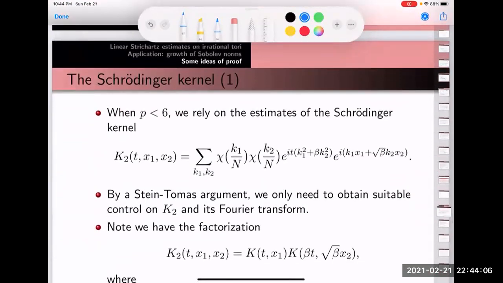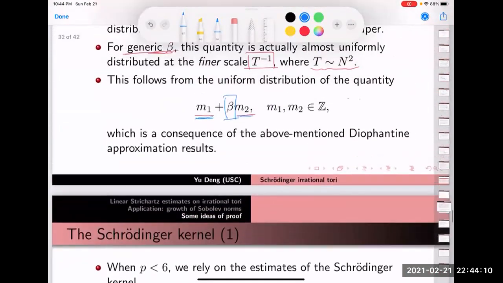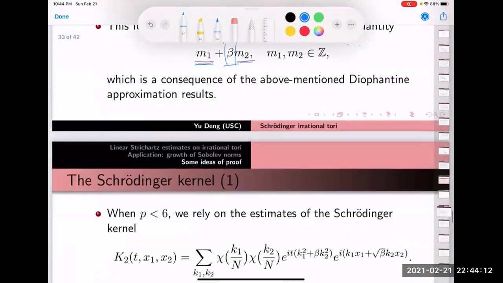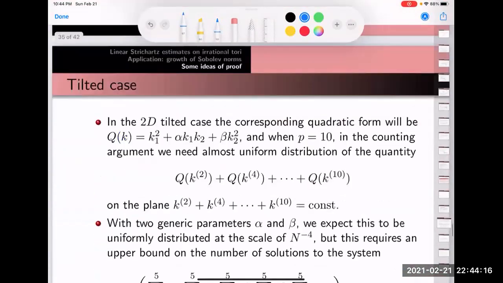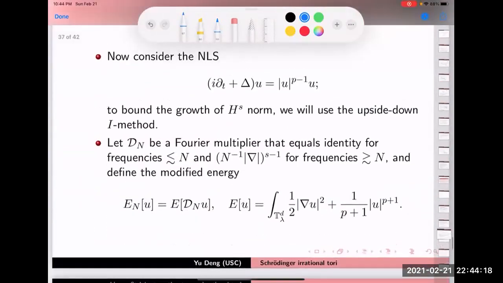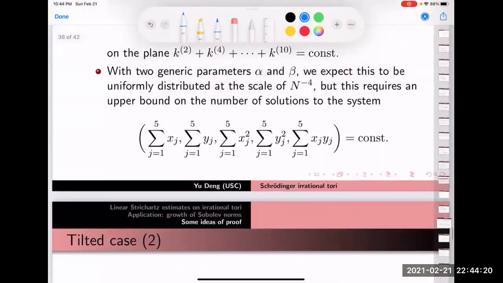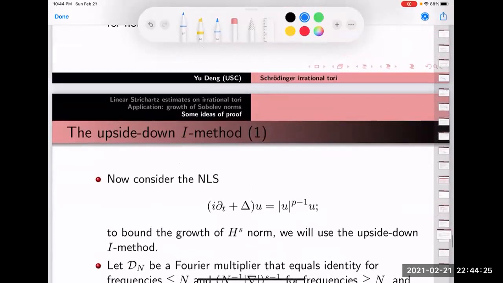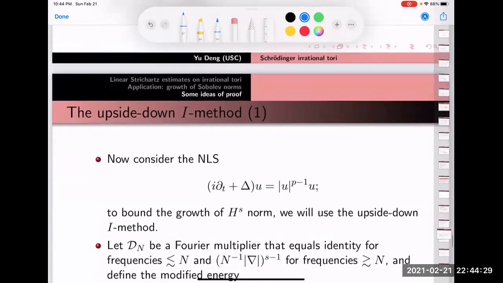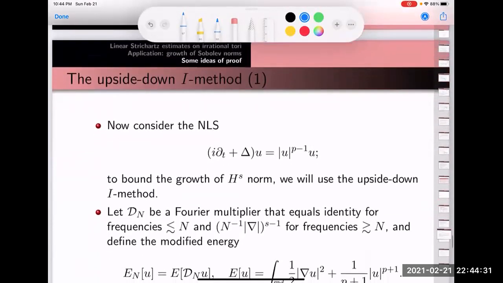Okay, so I guess we have 15 minutes, so I think we'll try to stop, but we'll skip this part. And okay, so we discussed a little bit of the proof of the growth of Sobolev norms. We'll spend just 3 more minutes on this proof of the growth of Sobolev norms.